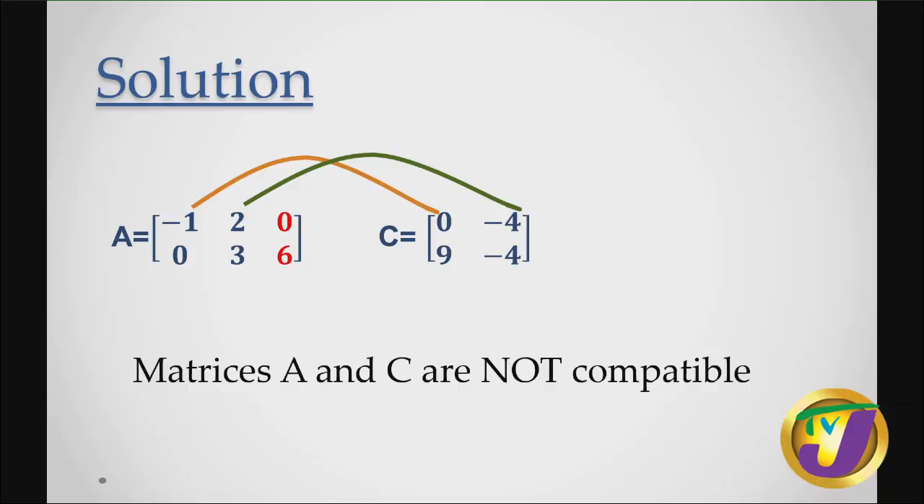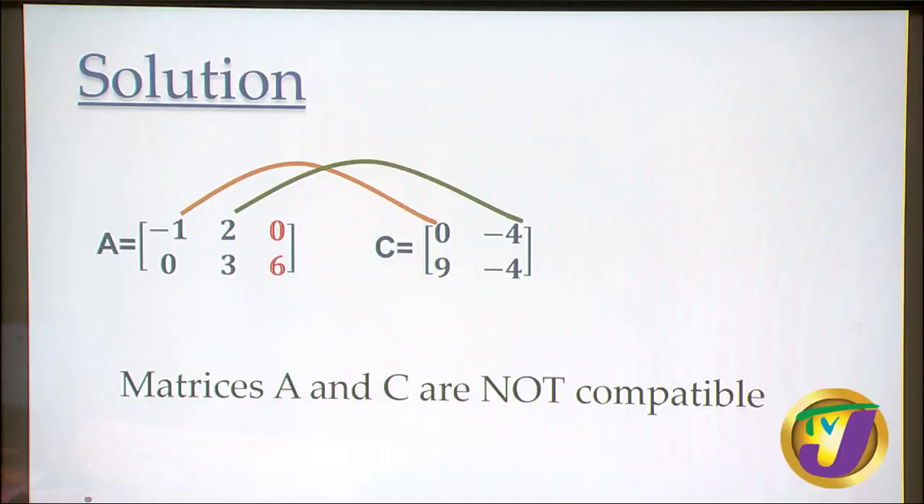Now, what do we mean by compatible? For addition and subtraction, we're looking at those that can be added. Compatibility, we have to test for all the operations, but today we're looking at addition and subtraction. And so for the matrices to be added or subtracted, they must be of the same dimension or order. We spoke about that earlier.